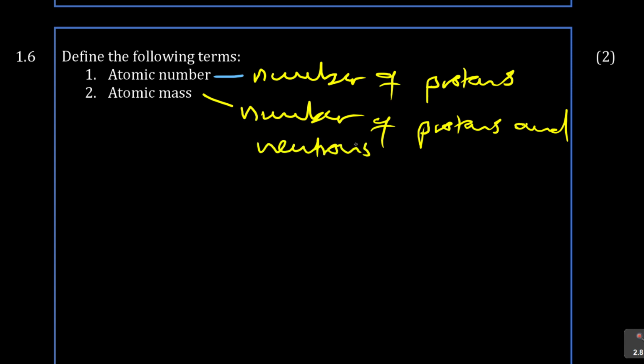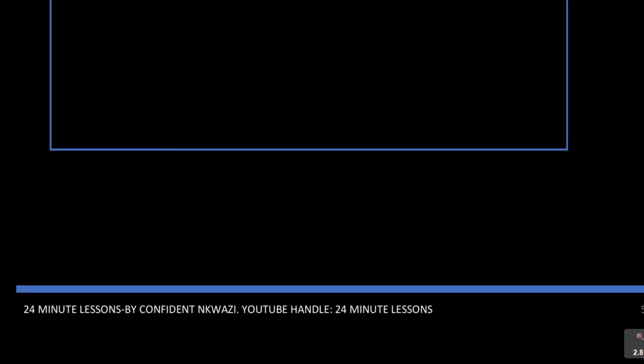So if you add protons and neutrons, or you can just say protons plus neutrons. Of course, don't say P plus N. Just write in full: protons plus neutrons equals what? Mass number. Okay, and so that's what defines atomic number: the number of protons. Atomic mass is the number of what? Of protons and neutrons. All right, guys.